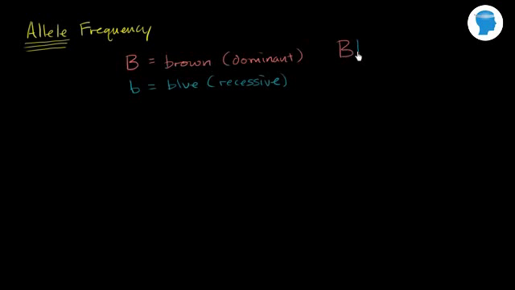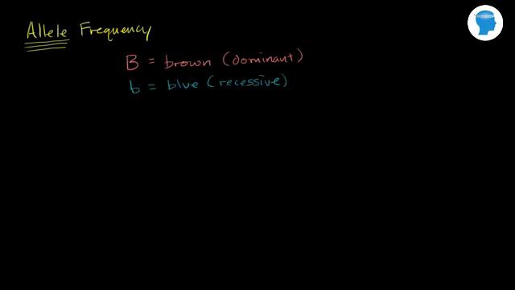They're going to show brown eyes. So this is going to be brown eyes, and this is going to be brown eyes because the capital B is dominant. The only way to get blue eyes is to be a homozygote for the recessive allele. And all of that, of course, is review. We've seen that before. But now let's think about allele frequency.